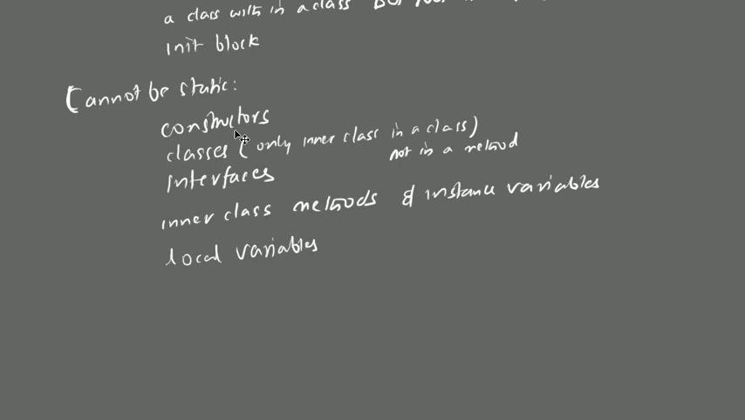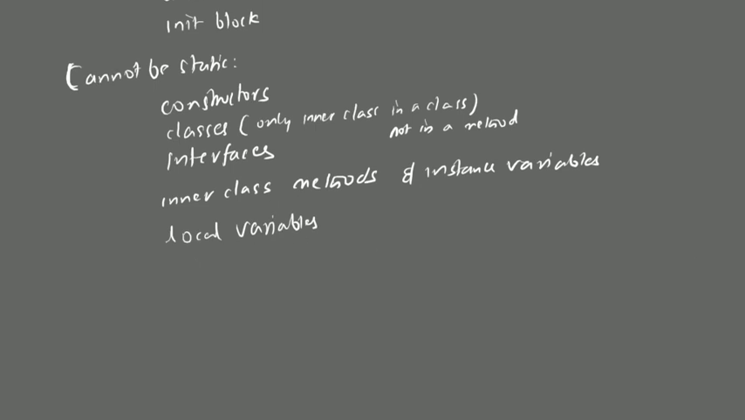Things that cannot be static are constructors, for obvious reasons. Classes, that is only inner classes. Only an inner class could be marked static but not within a method. Interfaces cannot be static. Inner classes, so if I have an inner class, the methods within inner classes or the instance variables within inner classes cannot be marked static, and local variables cannot be marked static.